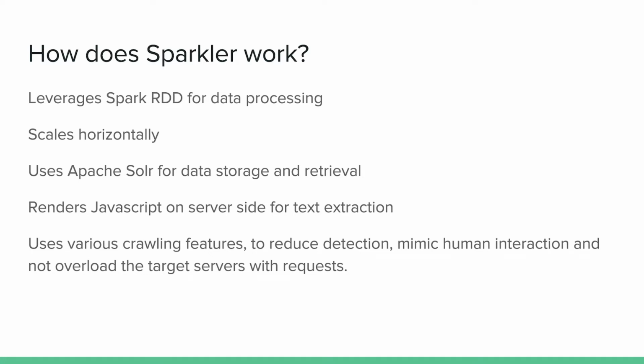How does it work? Sparkler leverages the Spark RDD for data processing, which allows for greater scalability as you can chuck your Sparkler job directly into a Spark cluster and allow it to scale horizontally. It uses Solr for data storage and retrieval, so pretty standard indexing platform there. It renders the JavaScript on the server side for text extraction if you need it to, and uses various crawling features which reduce the chances of you getting detected, because some sites don't like being crawled.